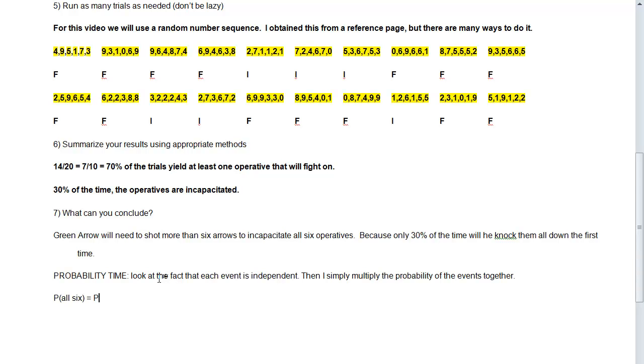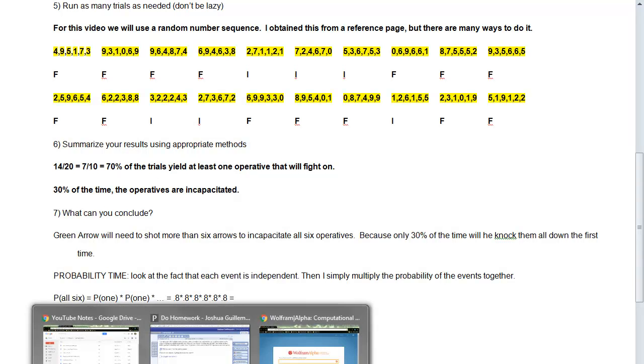going to be equal to the probability of 1 operative going down times the probability of 1 operative, for all 6 of them. And so what this would look like is 0.8 times 0.8 times 0.8, that's 3, 4, 5, 6 operatives. And what should that be equal to? Well, I'm hoping it's pretty close to 30% because that's what we got.